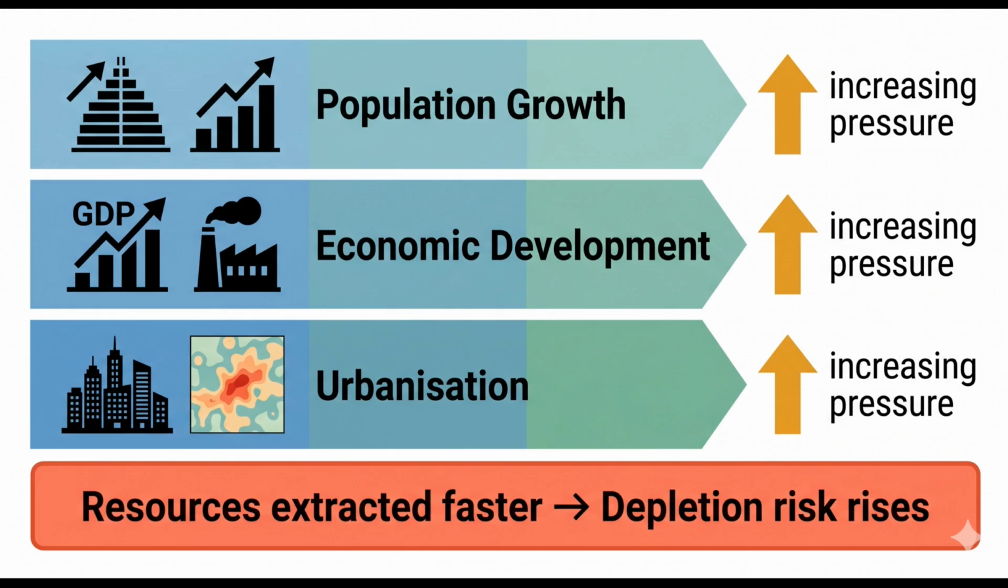The result? Resources are extracted faster and faster. Non-renewable resources deplete toward exhaustion. Renewable resources face overexploitation. Notice that on screen, population growth, economic development, and urbanization are 3 separate, distinct reasons. That is exactly the structure you need for WA Question 3.